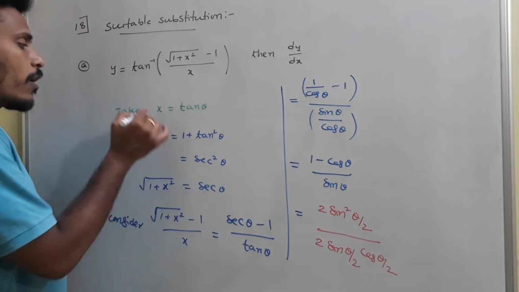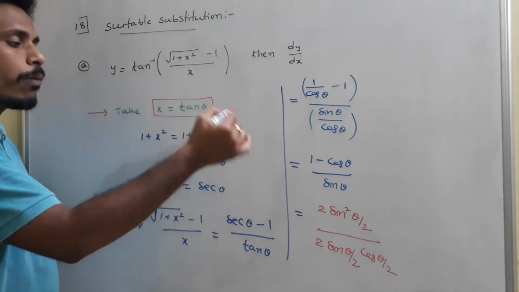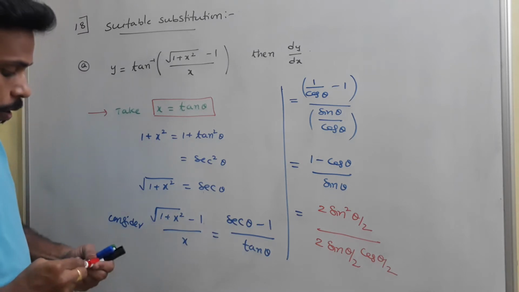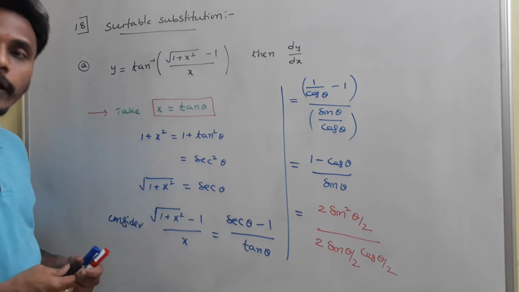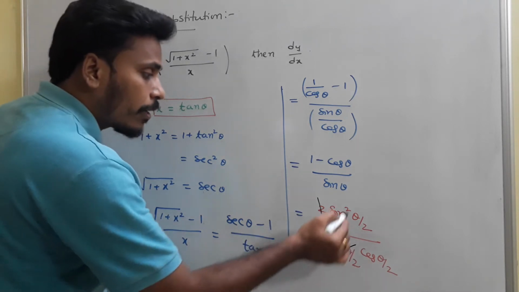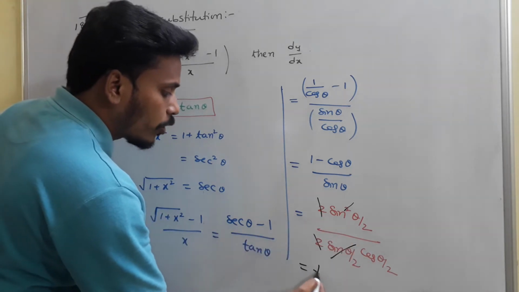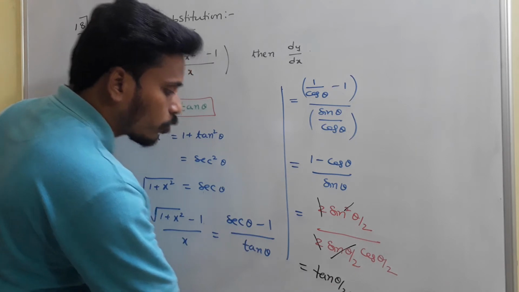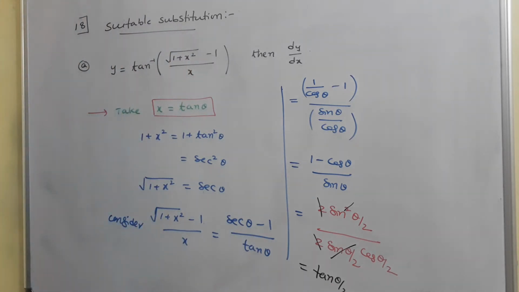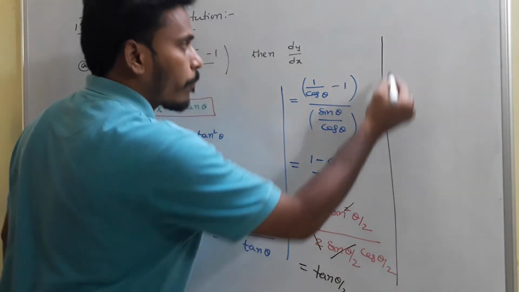Just observe it. By taking x as tan theta, the complete problem is just like a trigonometric one. Now 2 sin square theta by 2 over 2 sin theta by 2 cos theta by 2, the 2 and 2 get cancelled. This sin theta by 2 and sin theta by 2 also get cancelled. Sin theta by 2 by cos theta by 2 is what? Tan theta by 2. At the end, by substituting x with tan theta, this particular expression is nothing but tan theta by 2.